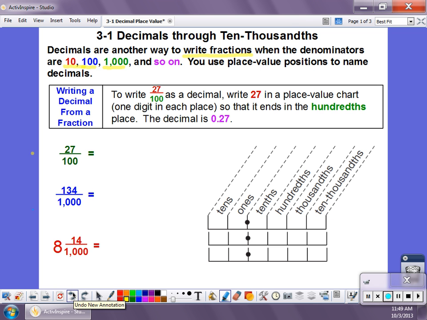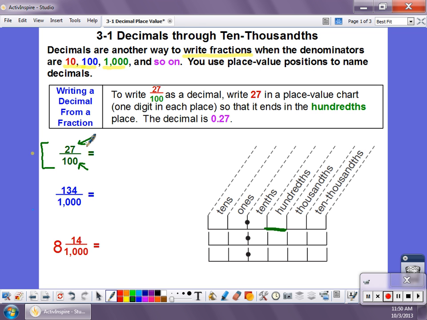Now, the first way we're going to talk about decimal place value is how to turn a fraction into a decimal. And there's actually a pretty easy process that we can use. The first thing you want to do is look at your denominator. Your denominator tells you the place value you're looking at. So this fraction right here is 27 hundredths. So the denominator 100 tells us that we're going to end our number in this place value spot right here, our hundredths place.